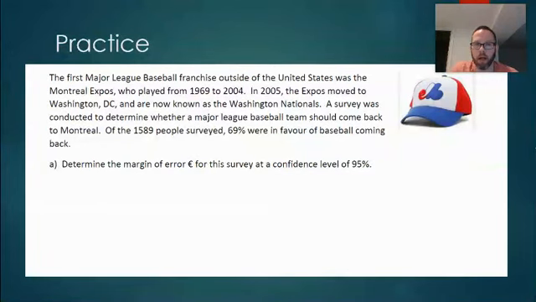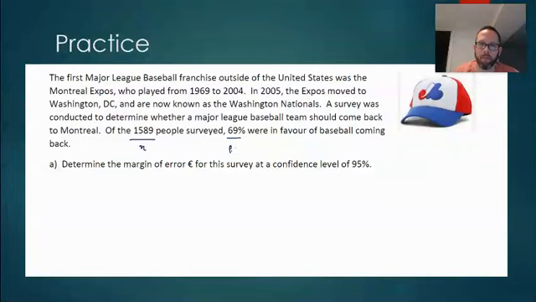But in this one, I'm not sure if you guys are old enough to, you might have been born after this, but Montreal had a baseball team before they moved. They spent some time playing in Puerto Rico, but now they're the Washington Nationals. Every year there's always a survey, hey, is baseball coming back to Montreal? And they're always doing surveys to see what the interest is. So in Montreal, 1,589 people were surveyed, and 69% were in favor of baseball coming back.